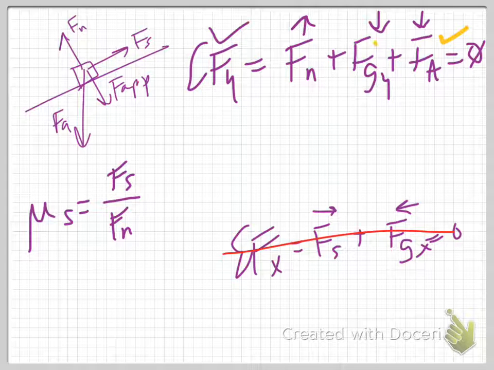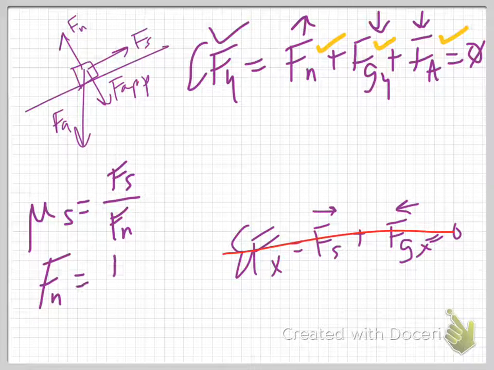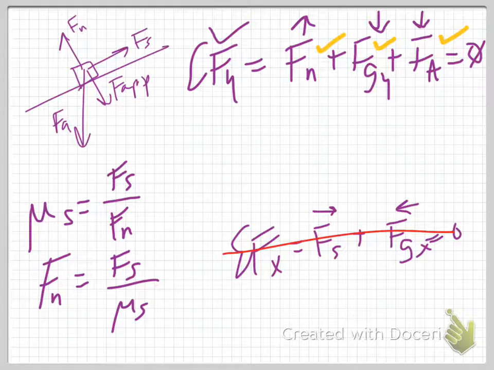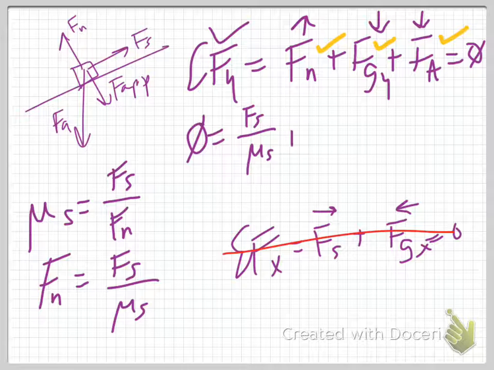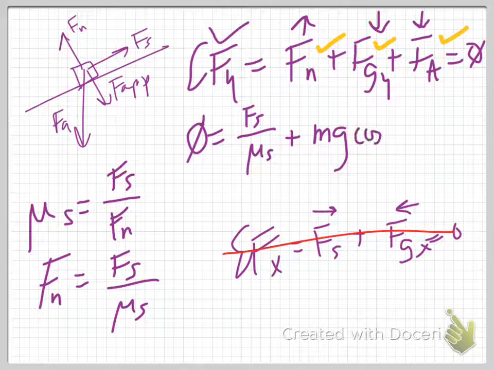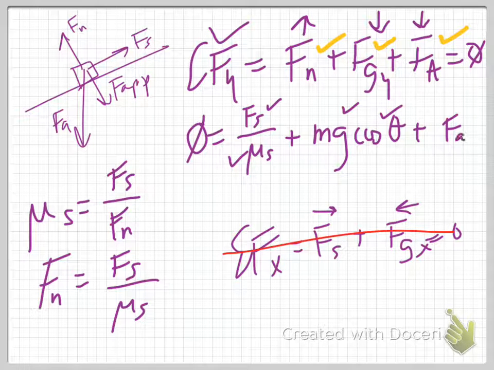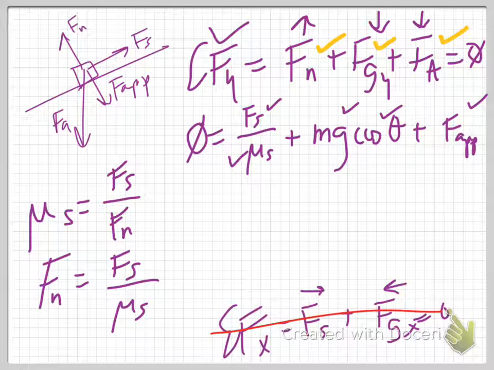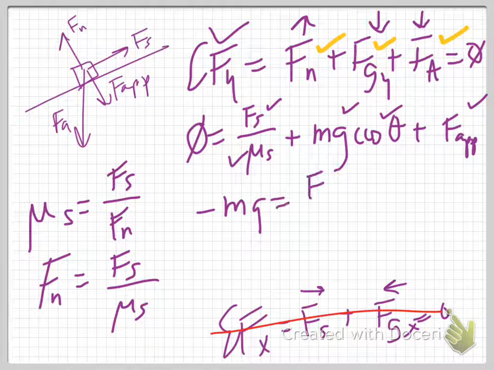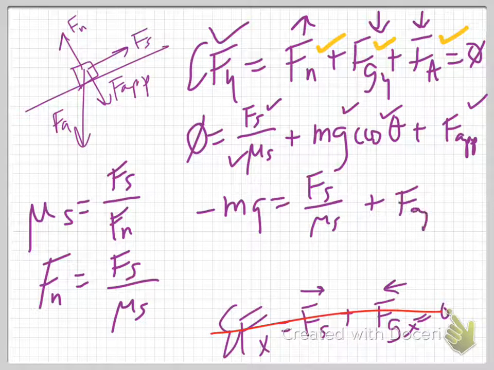So here, if we assume that we're going to use the y-axis, we have this. We have the means to find this. Well, we're going to need this, and we're going to need this. Okay. So if we do Fn equals Fs over mu s, and then that's something, because we have both of these, we can sub in here. So now we have 0 equals Fs over mu s plus mg cosine theta. We have gravity, we have theta, we have Fs, we have mu s, plus force applied, and we have that. At this point, we have everything we need to solve for mass. Negative of mass gravity equals Fs over mu s plus F applied.